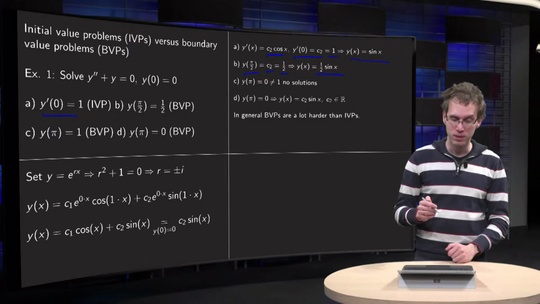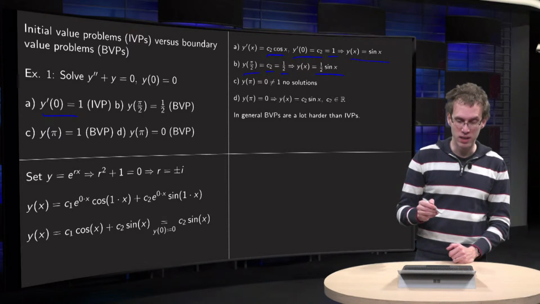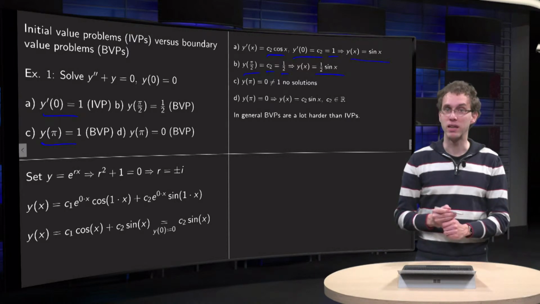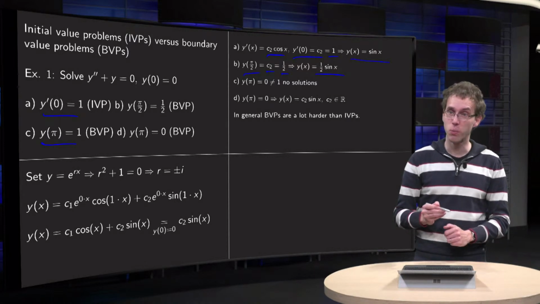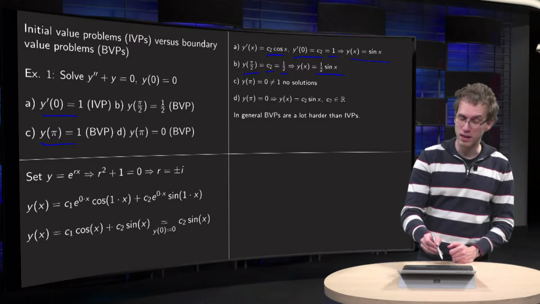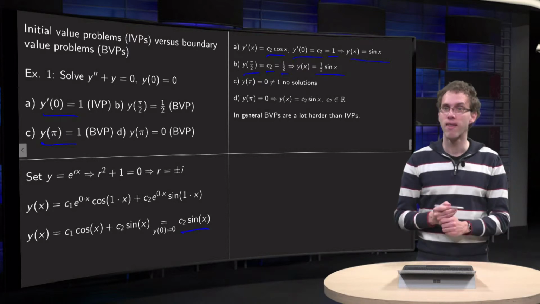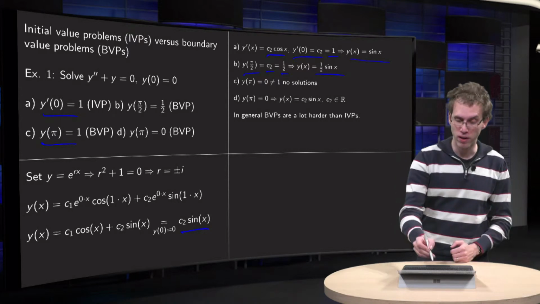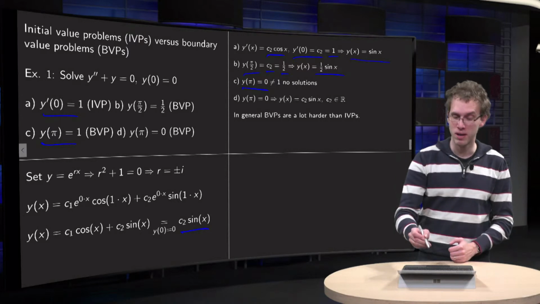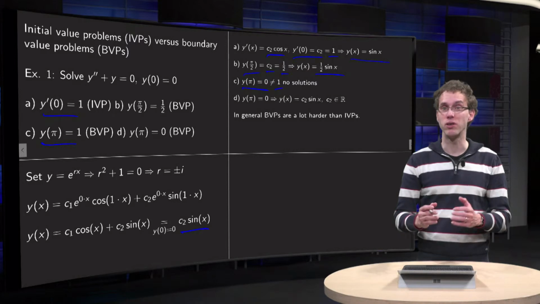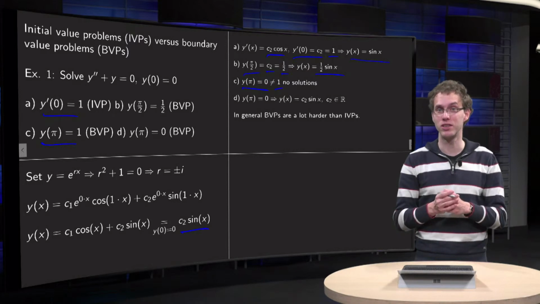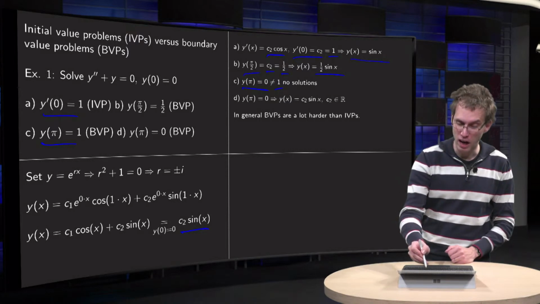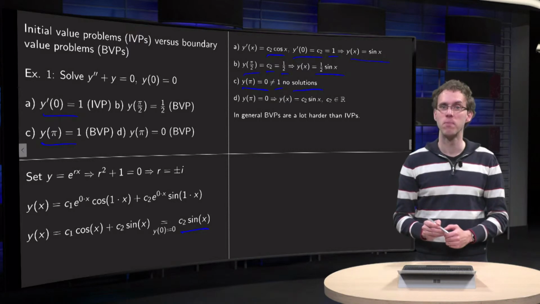However, in case C, we want to have y of pi equals 1. However, if you put in x equals pi into y of x, we get c2 times sine of pi equals 0. So y of pi will always be equal to 0 and never equal to 1. So we cannot satisfy our second condition, no matter what choice we make for c2. So in this case, our problem has no solutions.